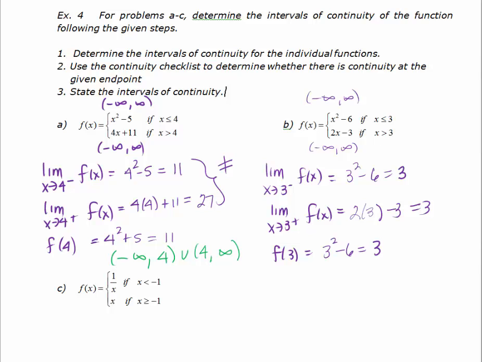So this function, not only are the individual functions continuous on their own, but when you graph the pieces of them together, you still get the same value at x equals 3. So this function is continuous everywhere. There is no point of discontinuity.